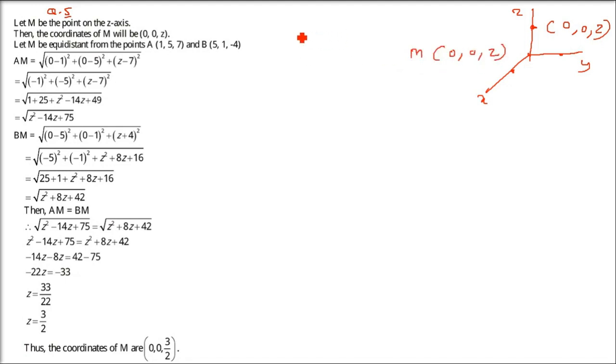We have A as (1, 5, 7) and B as (5, 1, -4). So what you have to do is find AM, using the distance formula you know. Then you have MB, with (0 minus 5), (0 minus 1), (z minus (-4)) whole square. These distances you have to equate because the distances AM and BM are equal. So equate it, square it, and directly z will come as 3/2. X and y are 0, z is 3/2.